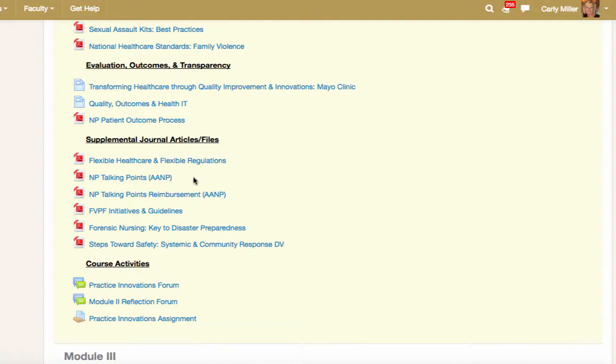These are from AANP, NP talking points. So like if you're ever developing a one-pager or something and you're looking for some evidence to back up what you're saying, these are also good areas to look at too. Same thing with reimbursement. And same thing with forensics. You can kind of take a look at this stuff because it can help guide you with areas to think about, or areas if you are writing a letter, of kind of how to add your perspective into it.